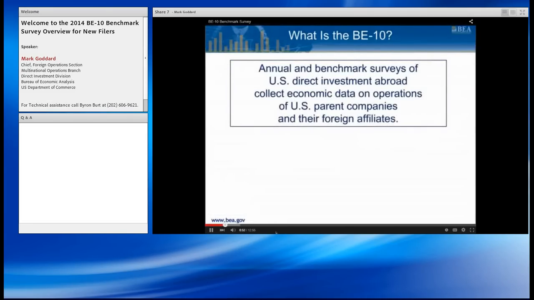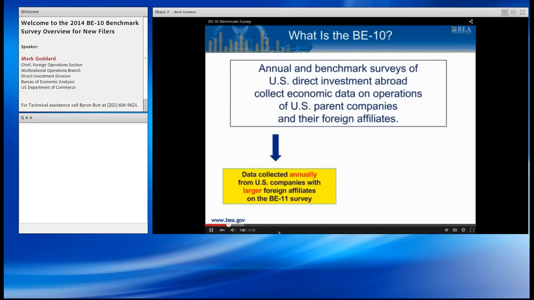Surveys of U.S. direct investment abroad are conducted to collect current economic data on the operations of U.S. parent companies and their foreign affiliates. BEA collects this data annually from U.S. companies with larger foreign affiliates on the BE11 survey. Every 5th year, BEA conducts a benchmark survey of U.S. direct investment abroad, known as the BE10, to collect data from U.S. companies with foreign affiliates, both large and small.